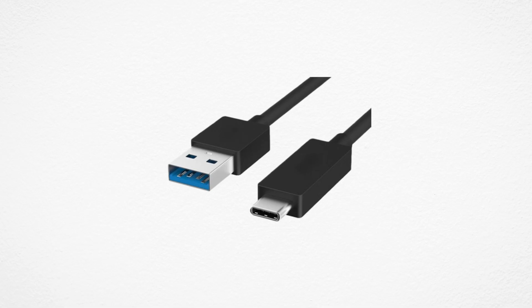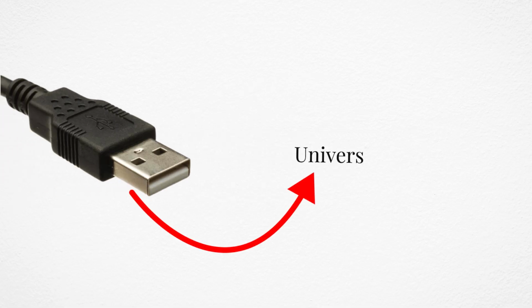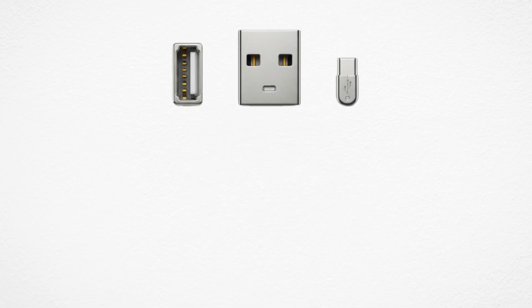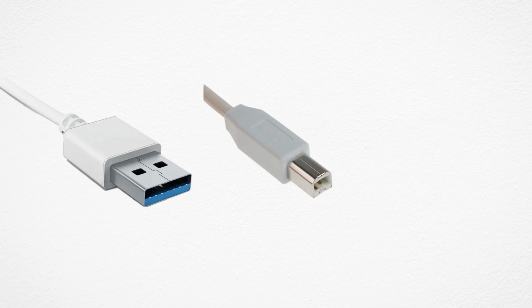Let's go. Let's start with USB, the foundation of modern connectivity. USB stands for Universal Serial Bus, and it's been the workhorse for 30 years. USB comes in 3 shapes. Type A, the rectangular one you've been using forever. Type B, the bulky one for printers. Type C, the reversible one taking over everything.